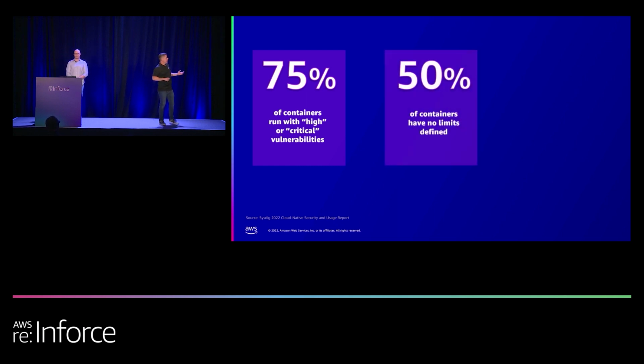50% of containers have no limits defined, right? When you think about resource constraints, how much CPU should the container be allowed to have? How much disk space or memory, right? These things are important, certainly for availability. Your cloud consumption bill can kind of get out of hand very quickly, right? If you're not defining workloads in the right way.